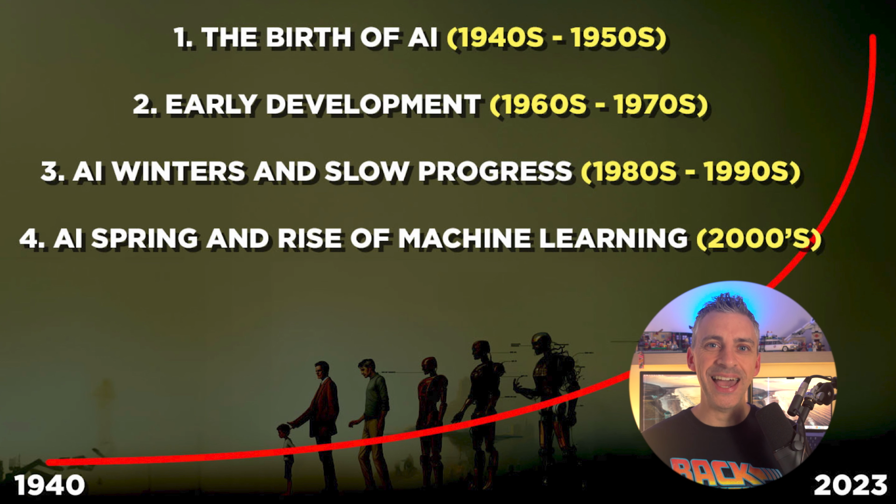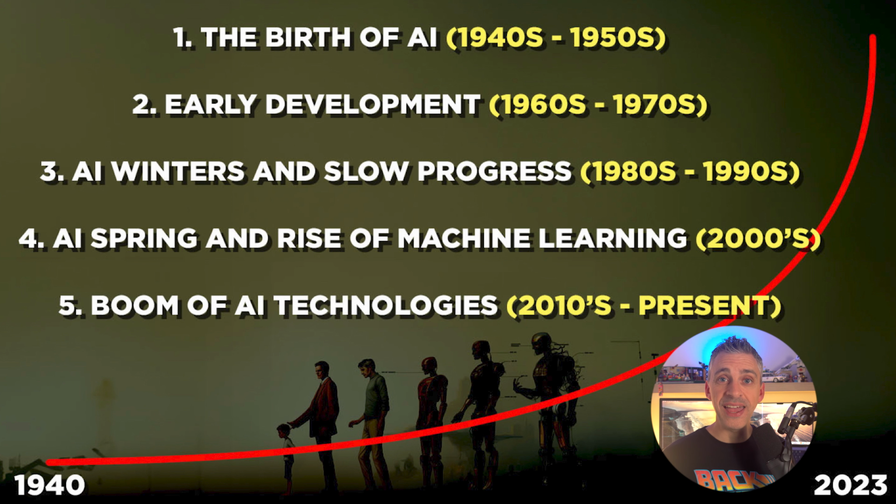And then came the AI spring and the rise of machine learning. And we've already looked at what machine learning is. The AI spring came about because of technological advancements. Computers started getting more and more and more powerful. And then AI started to get a bit more exciting again. And then because of that, lots and lots more money was pumped into AI. And then the boom of AI technologies. And we're really seeing the boom now, because it nearly seems like everywhere you look or hear, there's AI this, AI that.